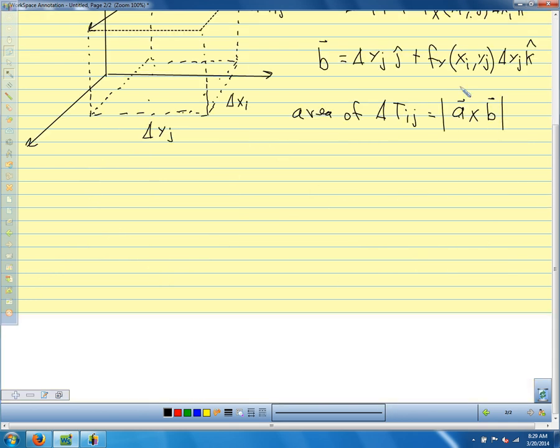So let's form this cross product, A cross B, and we'll see something really nice come out. Doesn't look like it will at first, but it comes out really nice. So we get i hat, delta x sub i, 0 in the j direction, and for k hat we get f sub x at x sub i, y sub j, delta x sub i. And for B we get a 0, we get a delta y sub j, and an f sub y at our particular point.